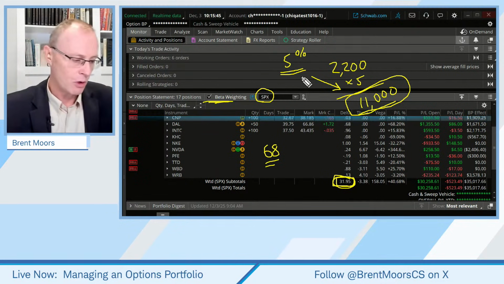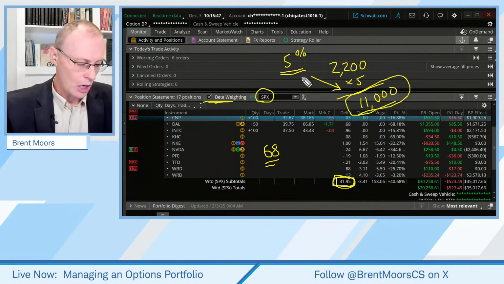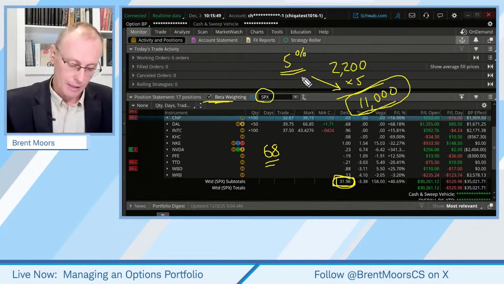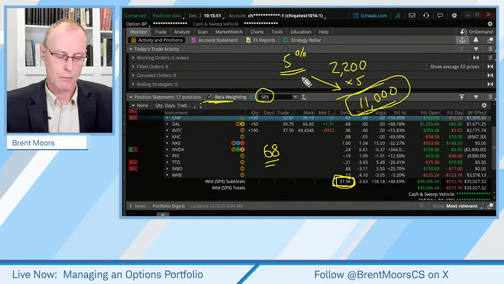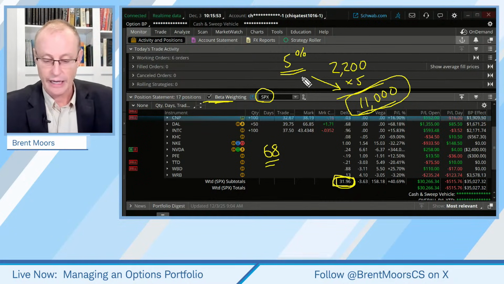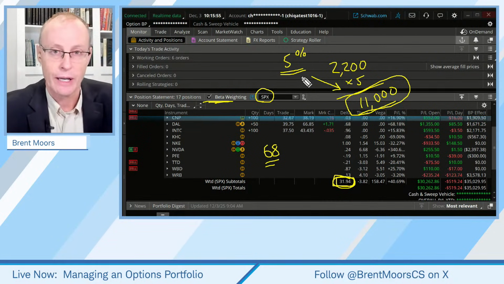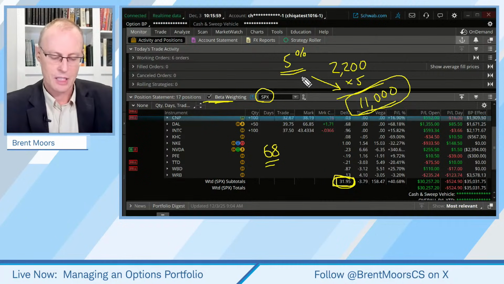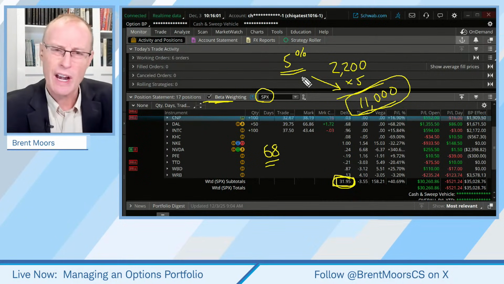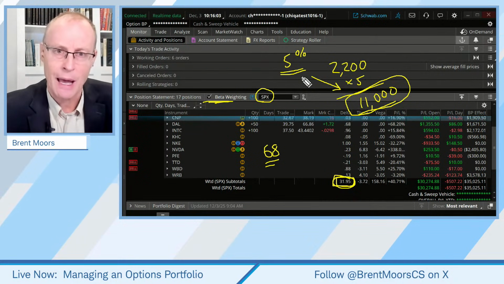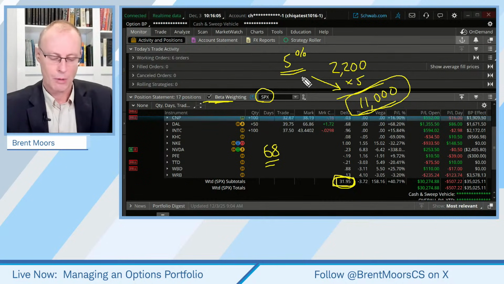But a 5% move isn't that uncommon. How often does a 5% move occur? Basically, on average, about every year we get a 5% drawdown in the market. Okay. What about a 10% move? About every 1.5 years, we get on average about a 10% drawdown in the market.